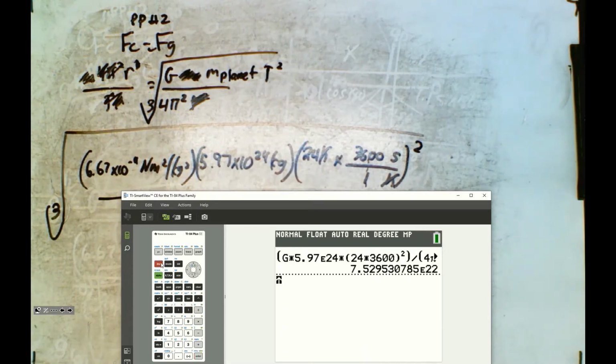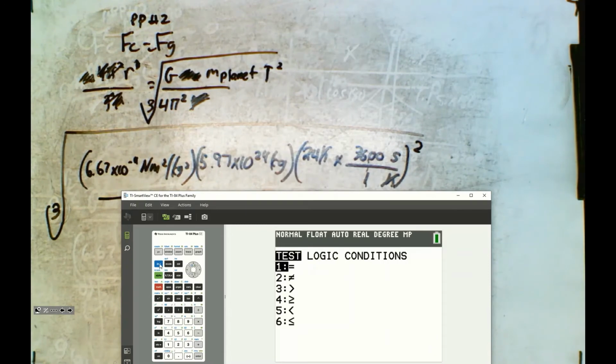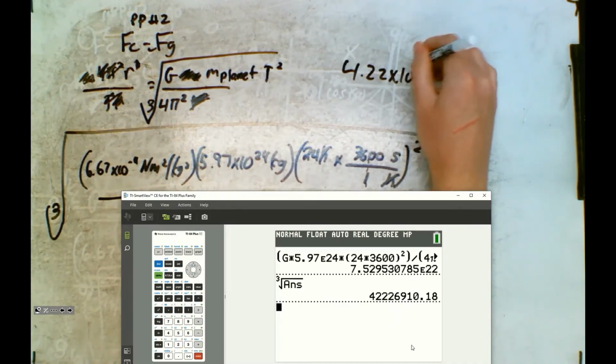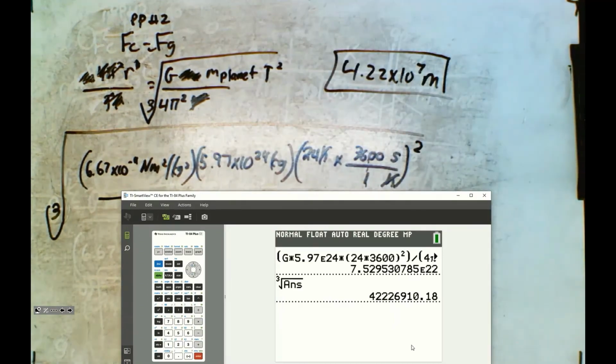I have to remember to cube root, and to cube root, oops, you can just click on this math button here, and it's the fourth one down. So if you click math 4, it'll cube root it, and then second negative will plug in your last answer, and you get this as your answer. So this is the orbital radius. So 4.22 times 10 to the 7 meters is the orbital radius. So that's how far away satellites are that are geosynchronous.